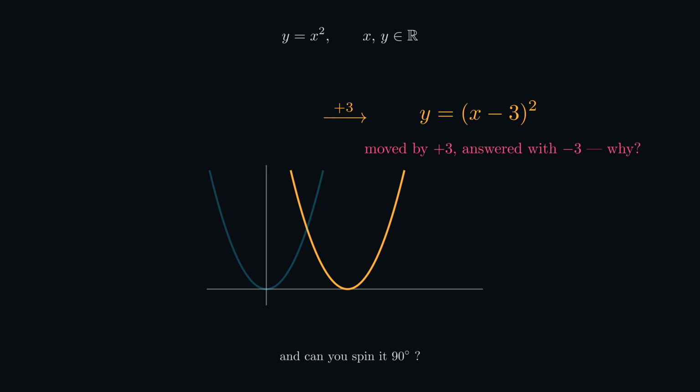But try the next one and memory runs out. Spin the same parabola a quarter turn about the origin, 90 degrees anticlockwise. What is the equation of the curve you are now looking at? There is one rule that answers both questions, the shift and the spin. And once you have it, no transformed graph will surprise you again.